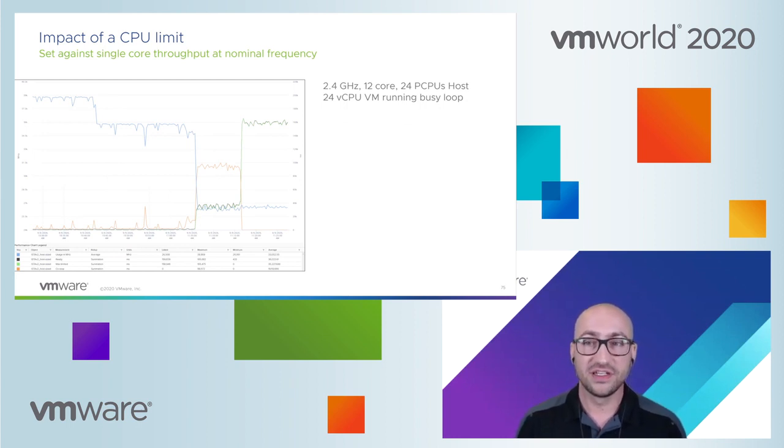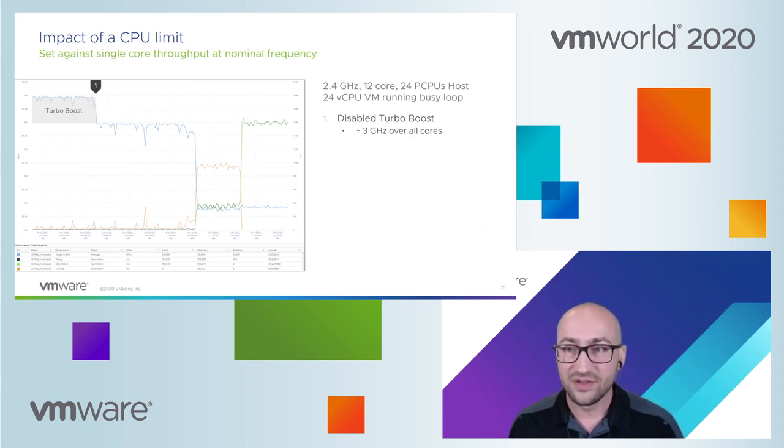Okay, so let's look at a VM here. This is a 12-core, 24 pCPU host, so hyperthreading is enabled, and I was running a 24 vCPU VM in a busy loop. And you can see there, we're having about 39 gigahertz of throughput. Now first, I disabled Turbo Boost and lost approximately 3 gigahertz.